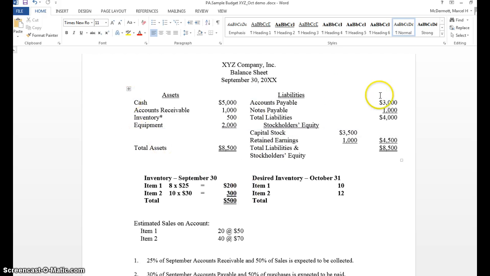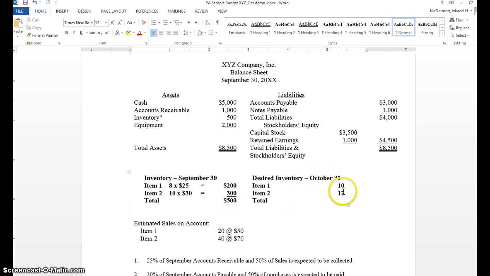You start with the beginning balance sheet. These are your beginning balances. This is some inventory information. You've got $500 worth of inventory, and you've got item 1 and item 2, 8 units of item 1, 10 units of item 2. The cost of item 1 was $25 per, and the cost for item 2 was $30. So that's the detail there.